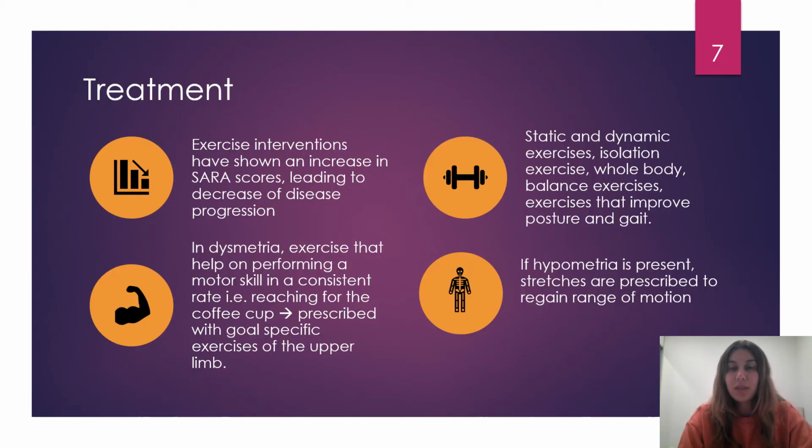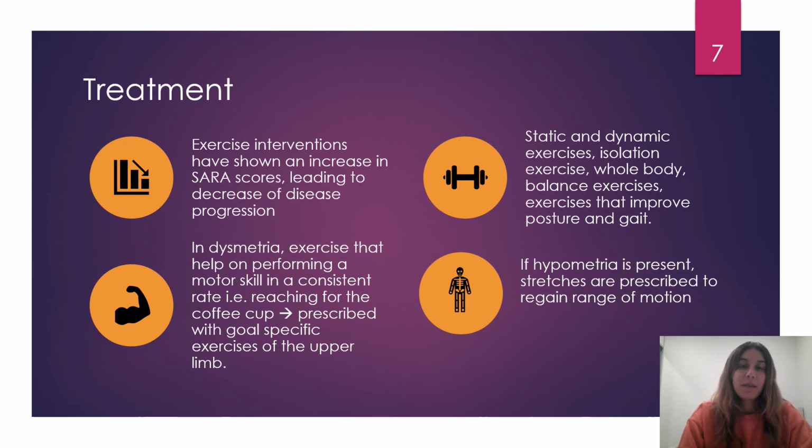So what are some treatment options for dysmetria? There are some drugs that can help reduce oscillations. However, exercise interventions have shown a decrease in disease progression. In dysmetria, exercises that help in performing or regaining the ability to perform a motor skill at a consistent rate can be prescribed. For example, if the person's goal is to hold a cup of coffee again, as in the example before, then the health professional will be focusing on exercises of the upper limb.